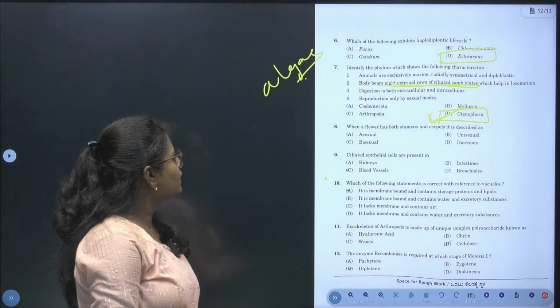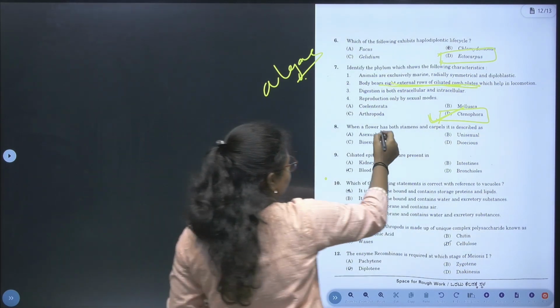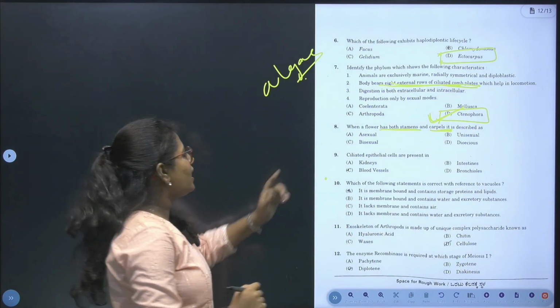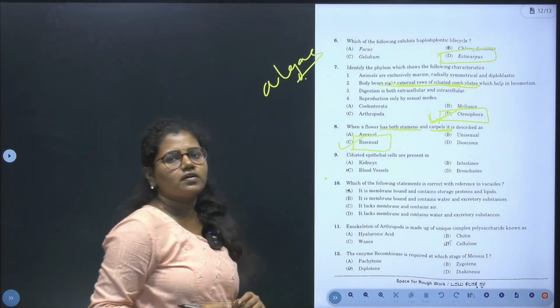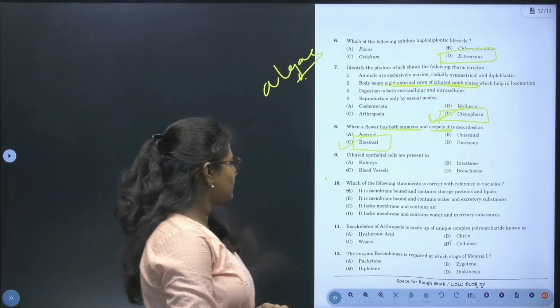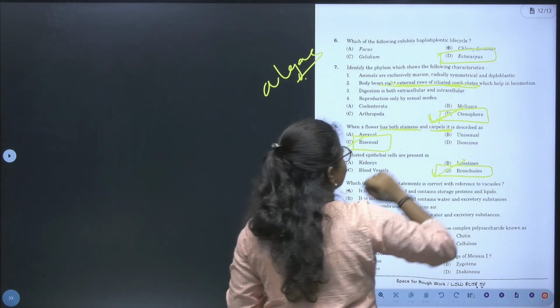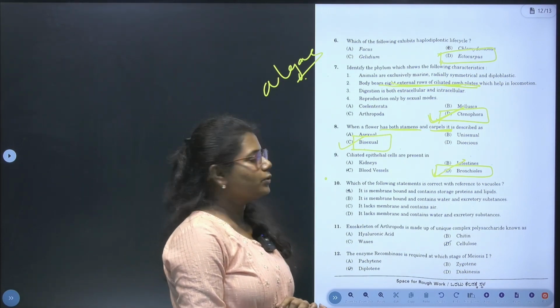Question number 8. When a flower has both stamens and carpels, this is described as a bisexual flower, that is option C is the correct answer here. Ciliated epithelial cells are present in bronchioles, we know that, because they prevent the movement of unwanted foreign particles into the lungs.